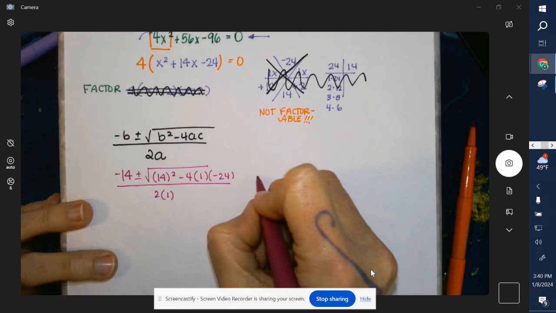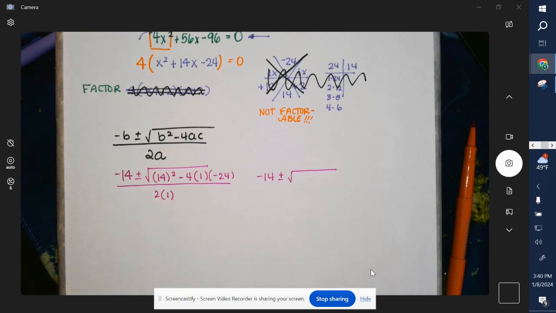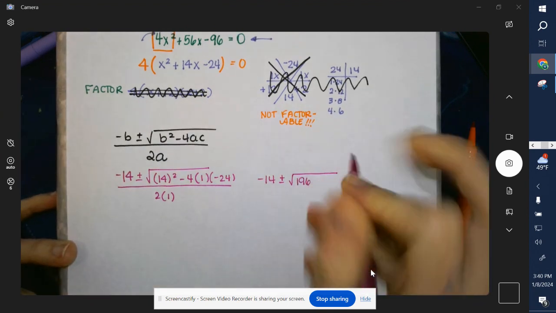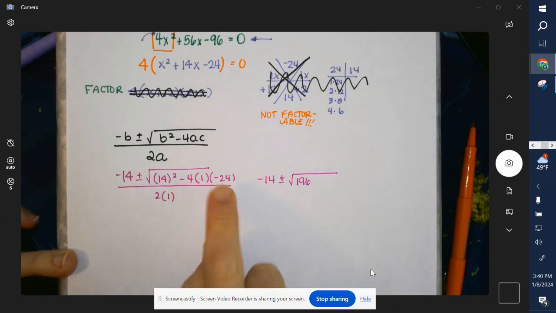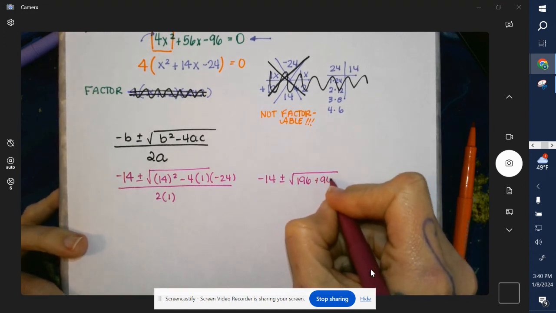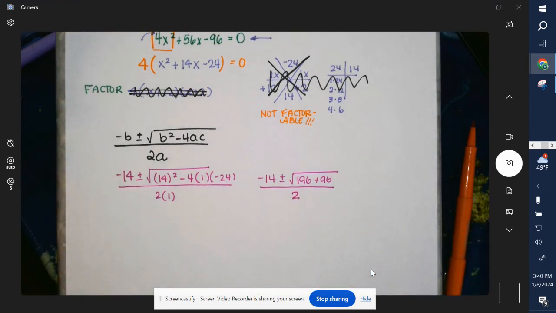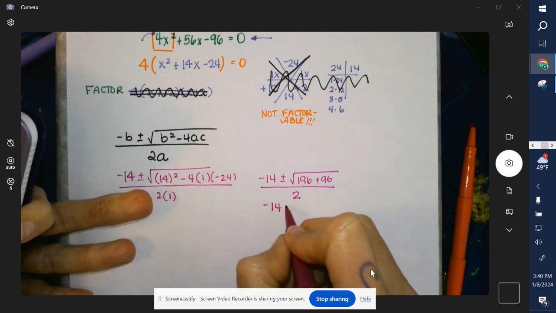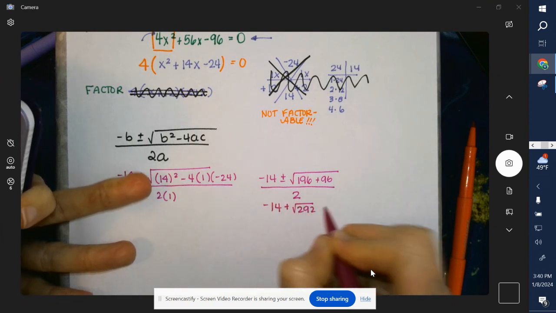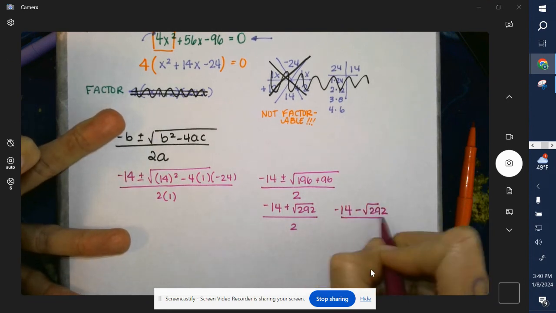A couple of people I talked to were having some issues with getting this into the calculator correctly. Not the setting up, not a problem, but the actual punching of the keys. I feel your pain. So 14 times 14, or 14 squared, is going to be 196. Negative 4 times 1 is going to be negative 4. Negative 4 times 24 is going to give us a positive 96. And all of that is going to go over 2. 196 plus 96. And you're going to think, it's a lot of work. But all in the name of getting it right. 292 over 2. And then negative 14 minus the square root of 292 over 2.